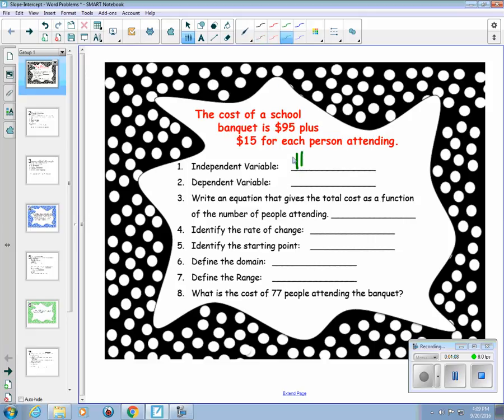All right, so the number of people. You have a paper in front of you. That's where you need to be writing it. On the white paper.